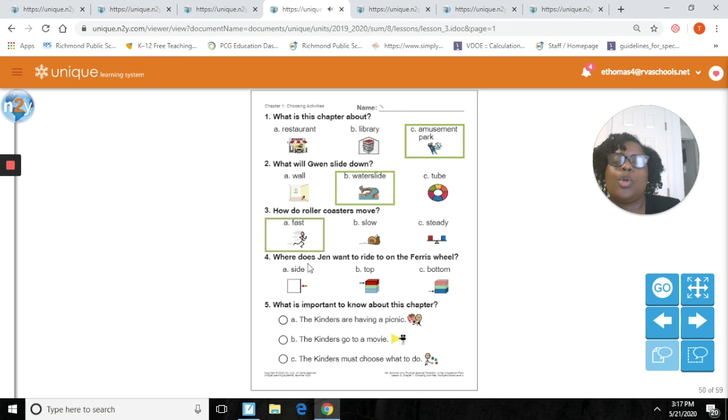All right. Where does Jim want to ride to on the Ferris wheel? A, side, B, top, or C, bottom? A, B, or C? Make a choice. You can point to the screen when I tell you to make a choice, okay? Or you can write it down on your paper. All right, let's find out.